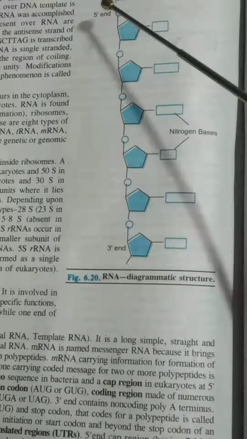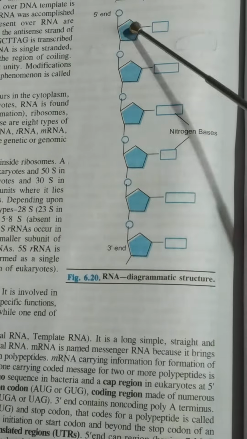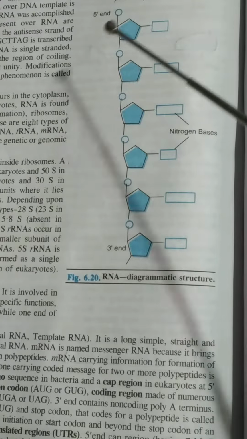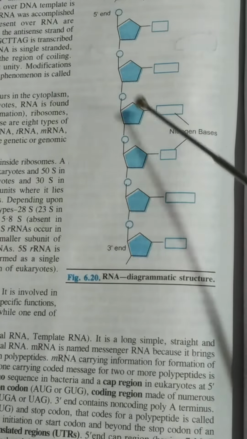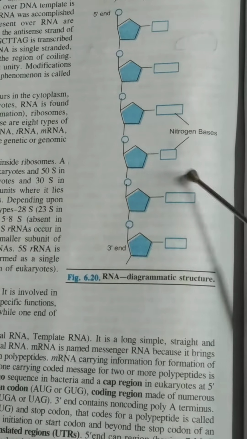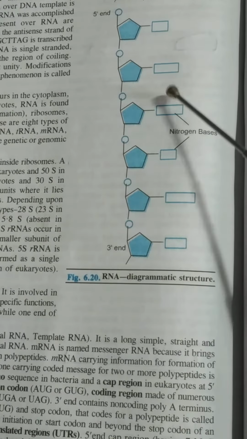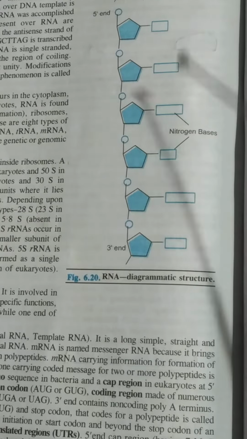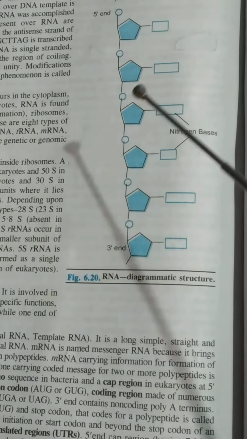This is the phosphate molecule. This is ribose, and in DNA, deoxyribose. There are nitrogen bases: adenine, guanine, thymine. No thymine in RNA; in place of thymine, it has uracil.